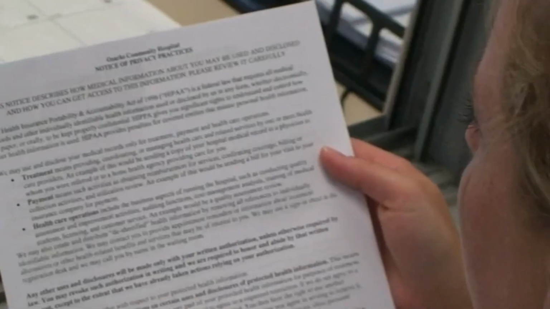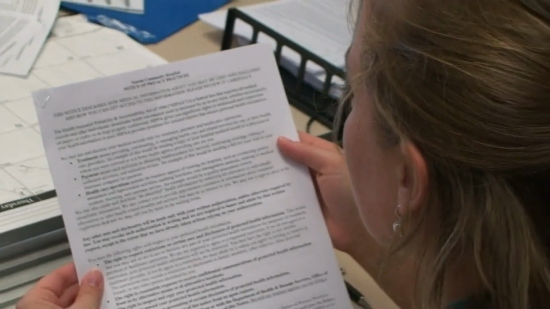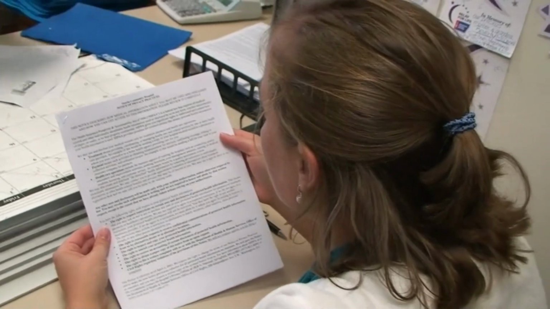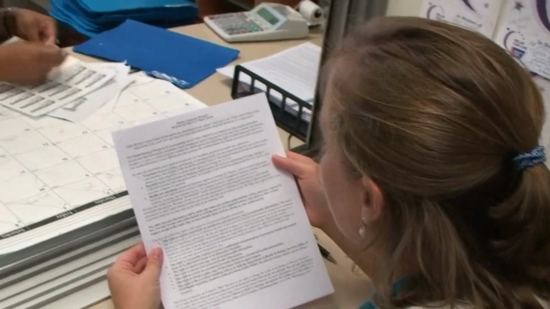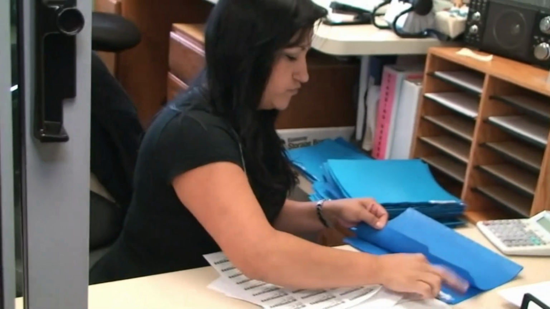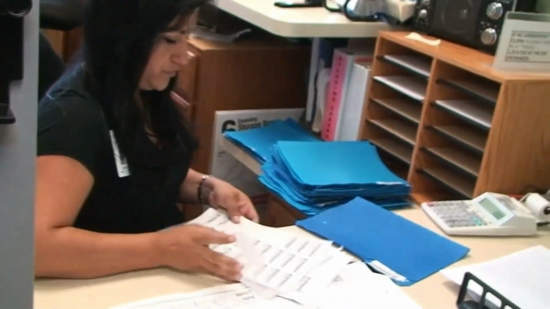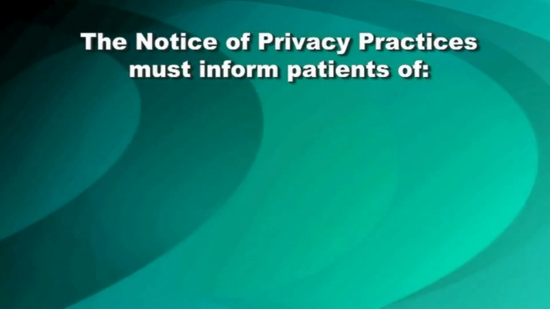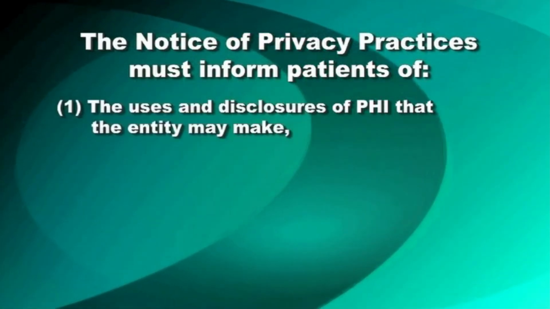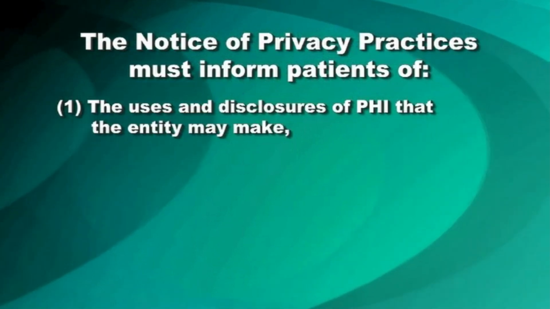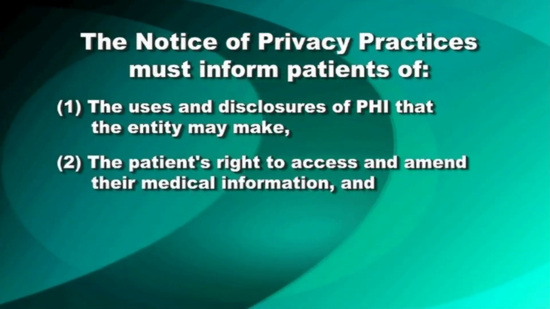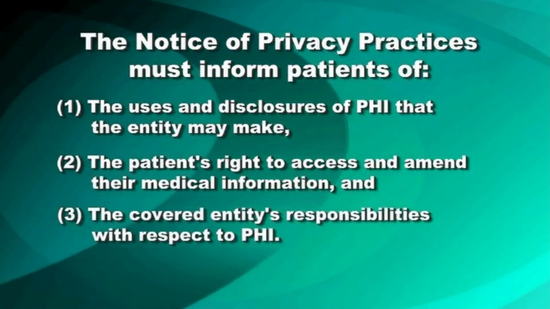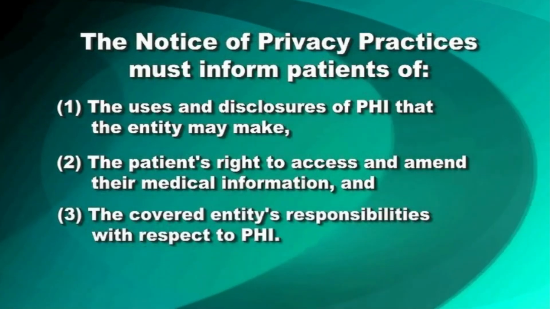Covered entities should also rely on professional ethics and best judgments in deciding which of these permissive uses and disclosures to make. The privacy rule requires a covered entity to provide patients with a Notice of Privacy Practices, or NPP, and make a good faith effort to obtain a patient's written acknowledgement of receiving the NPP. The Notice of Privacy Practices must inform patients of the uses and disclosures of PHI that the entity may make, the patient's right to access and amend their medical information, and the covered entity's responsibilities with respect to PHI.